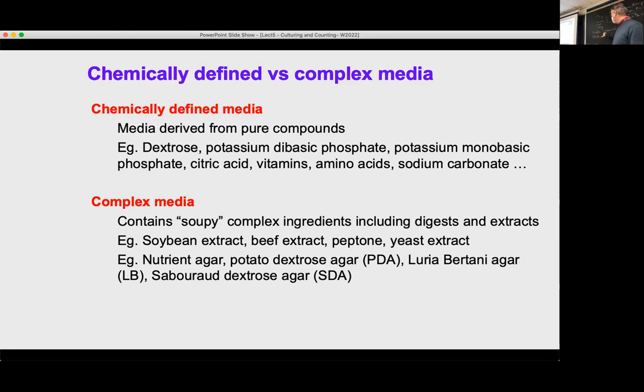Then there's the idea of complex media. These complex media have extracts. I call it soupy. It's not officially referred to as soupy, but to me, it's soupy. When it comes out of the autoclave, people say, oh my God, smells like soup. It could be beef heart infusion, brain heart infusion, so it can be an actual soup of stuff. So you have things like extracts, something called peptone, which is just all of the proteins digested.